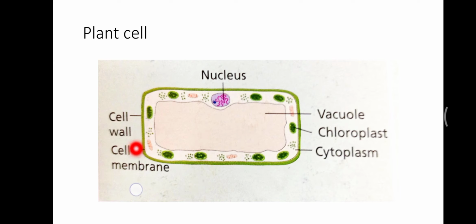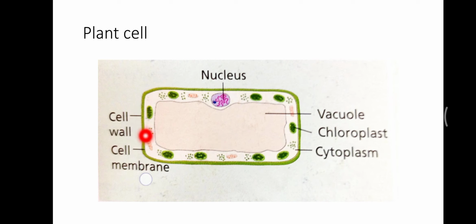This outer hard green portion is known as cell wall. It is a strong and stiff structure made of cellulose. It supports a plant cell and gives it a regular shape. So this cell wall gives plants a regular shape.